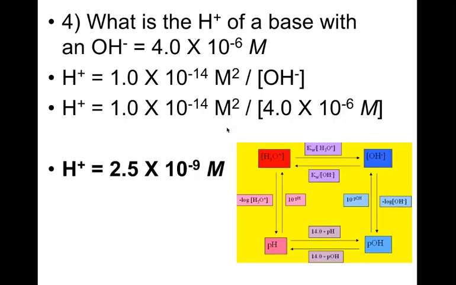And then what's going to happen is the Kw I gave you very early on in this presentation is 1.0 times 10 to the negative 14. And then the OH concentration is going to be 4.0 times 10 to the negative 6. So when you take 1.0 times 10 to the negative 14 divided by 4 times 10 to the negative 6, that'll be 2.5 times 10 to the negative 9. Molarity will be the H+.